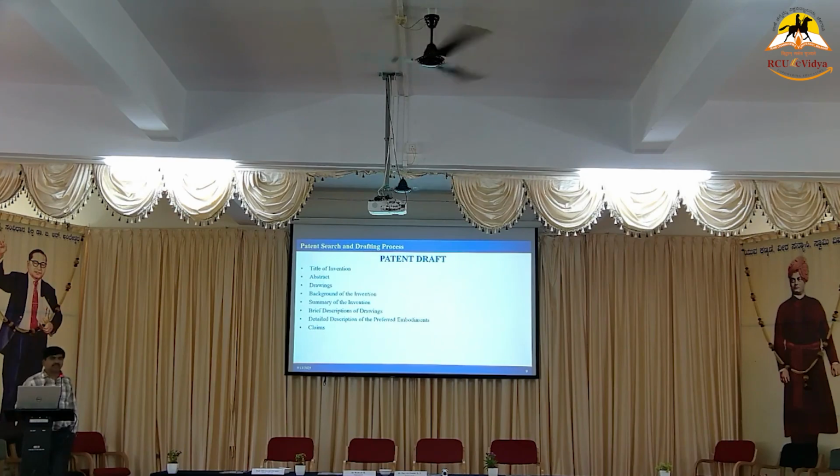But compulsory are the title of the invention, abstract, background of the invention, summary of the invention, detailed description of the invention so the examiner can understand what exactly they have done, and claims. Claims are very important. Okay, only for your claims will they give the grant. All the other things are there to help understand the claims.